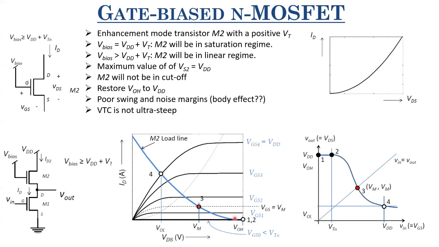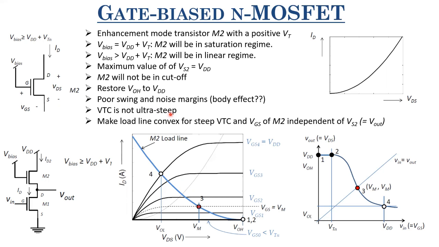Also here, since this load line is kind of concave, the VTC won't be ultra steep. So what we need to do is make the load line an ultra steep slope here. For an ideal switch, it should be ultra steep, and we need VOL to be 0. So we have to choose a load for which the load line is convex like this. If it is convex, then for a small change in the Vin value, we'll have a large change in the Vout value. So we want that, right? We want a convex kind of load line characteristic for a steep VTC.